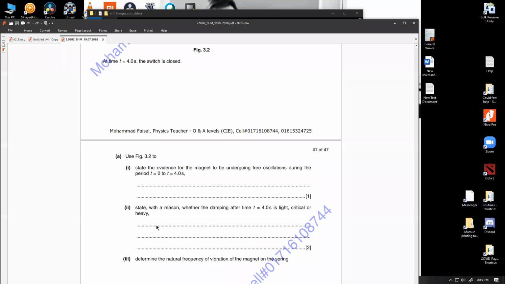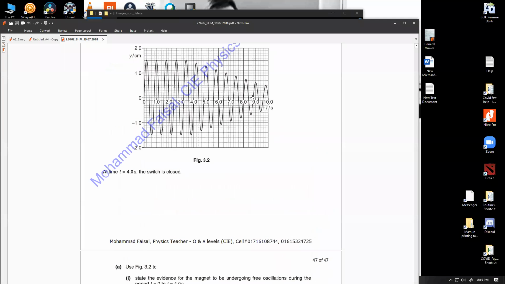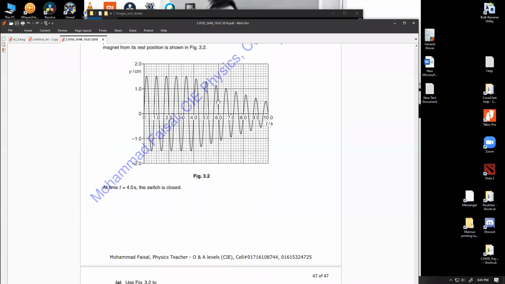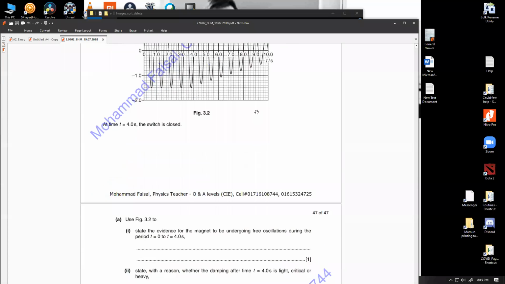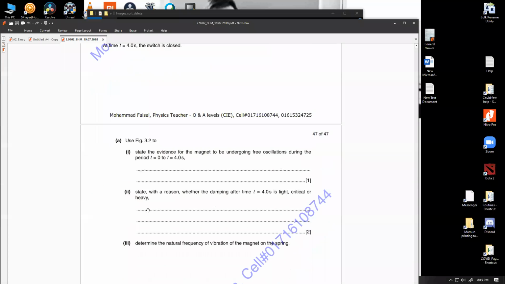It is definitely light damping. If it was critical damping, it would directly come to 0. If it was heavy damping, it would also come to almost 0, but it would not reach the equilibrium, but the vibration would essentially stop. So it is state with a reason. It is a light damping because the oscillation is still continuing, but losing amplitude in a gradual decrement. I think that's the correct answer.